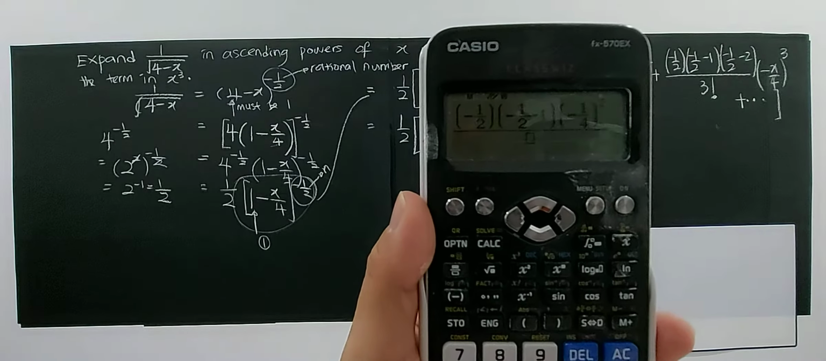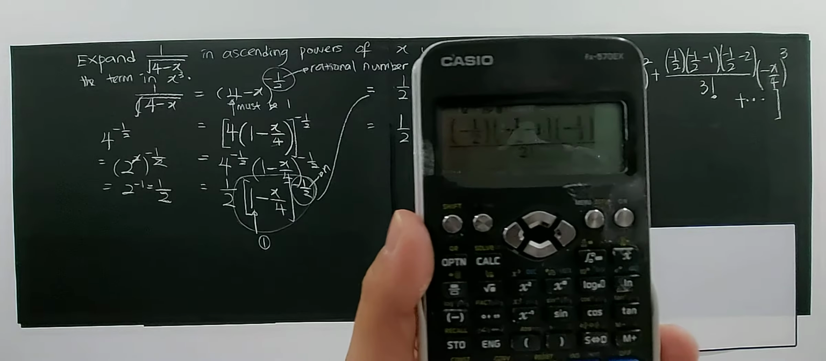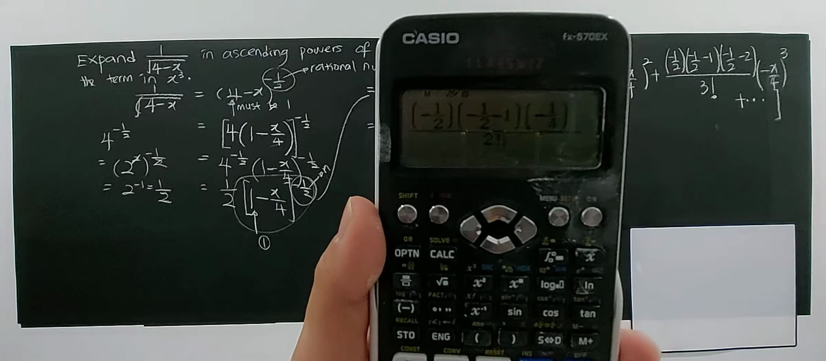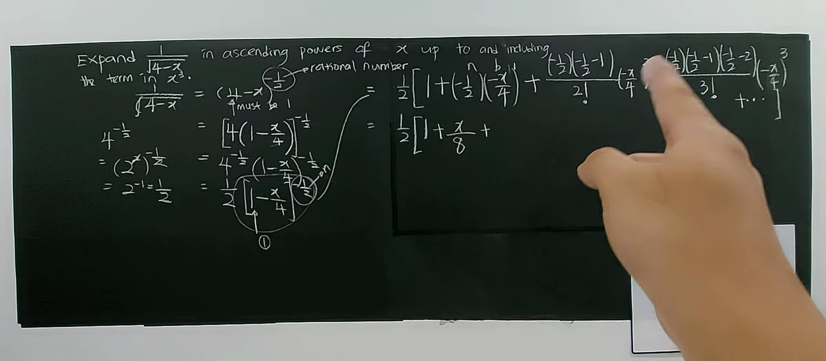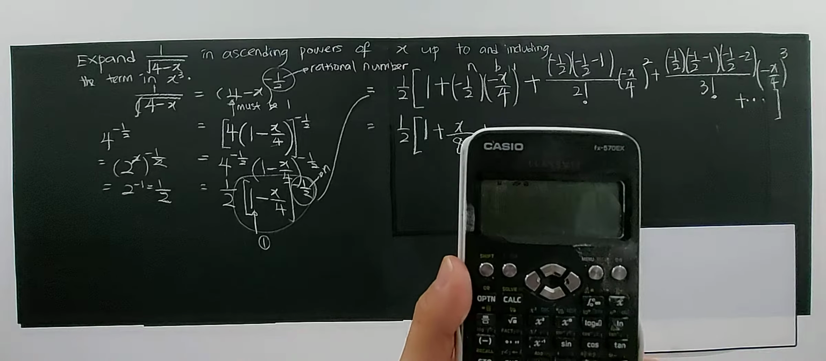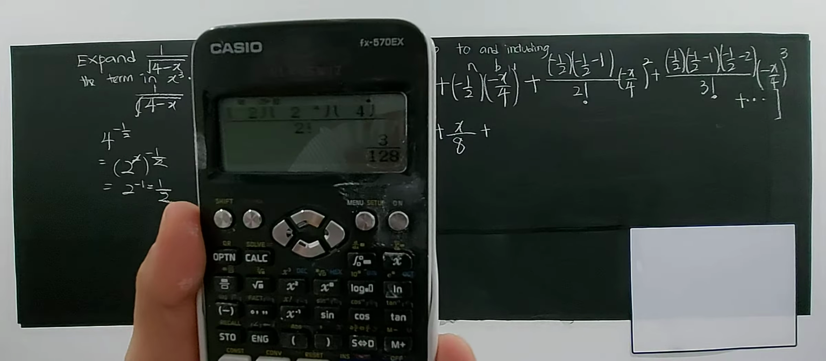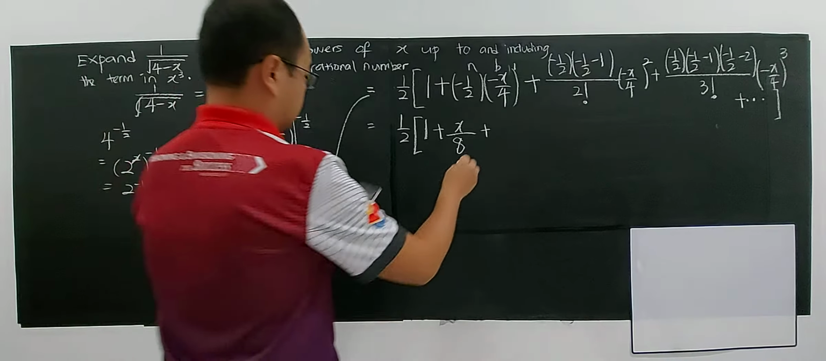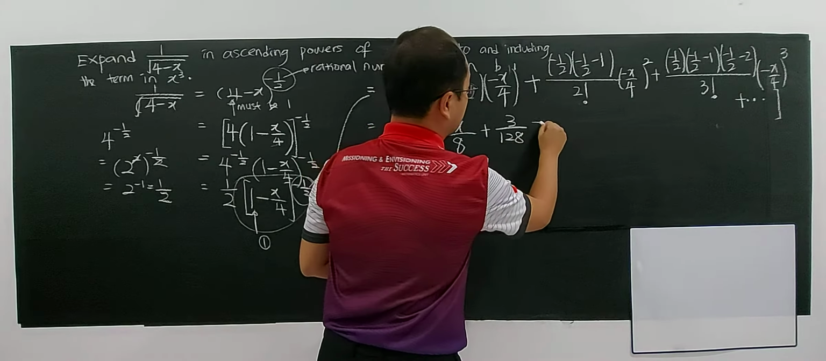Then go below and key in 2 factorial. Negative 1 over 2, negative 1 over 2 minus 1, negative 1 over 4 squared, 2 factorial. Exactly the same as this. So of course the x will be squared. So you key in equal. You have 3 over 128. So I'm going to write here, you will have 3 over 128 x to the power of 2.